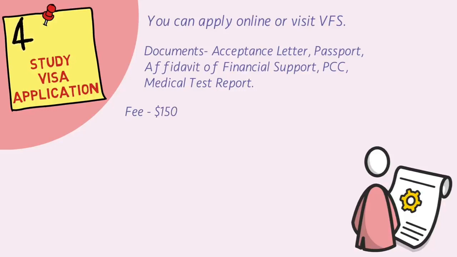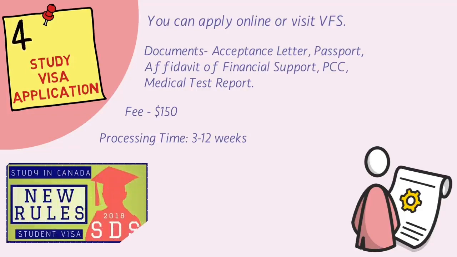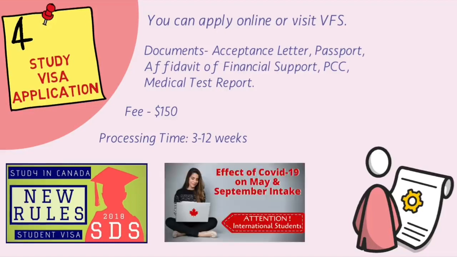However, the processing time differs a lot from one country to the other. The processing time can differ from 3 weeks to 12 weeks. Now you might say that it's a big time range. Yes, definitely it is. However, 3 weeks is for the new program which was launched in 2018. It is called SDS. If you want to know more about it, I made a separate video about it in detail. You can check it out. If you're in India, you can definitely apply through the SDS program and get your study permit in just 3 weeks' time. Also, if you want to know about the effect of coronavirus or the COVID-19 pandemic, you can find the link of that video in the description box below.